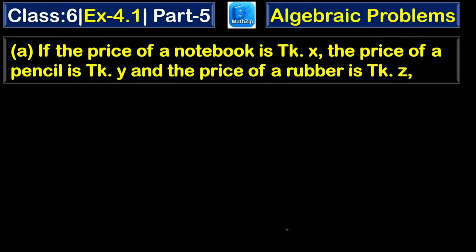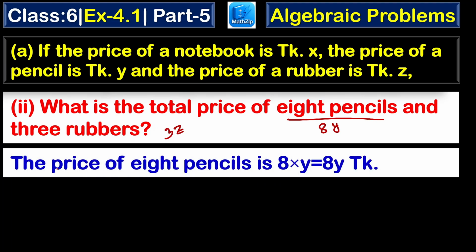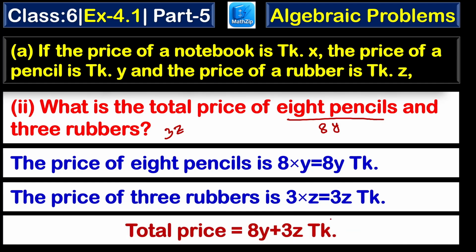Second question of part A. What is the total price of 8 pencils and 3 rubbers? Pencil means Y, so 8 pencils means 8y, and rubber means Z, so 3 rubbers means 3z. This is a simple thing. The price of 8 pencils is 8y, the price of 3 rubbers is 3z, and the total price is 8y plus 3z.